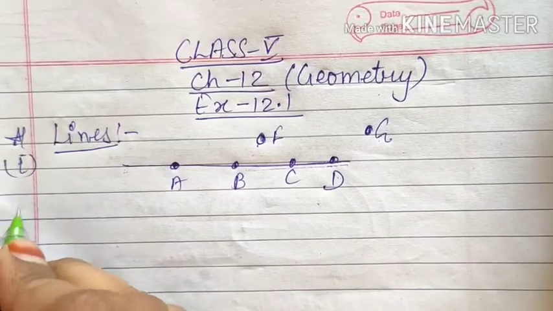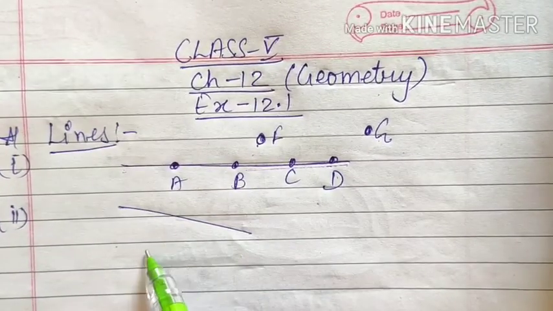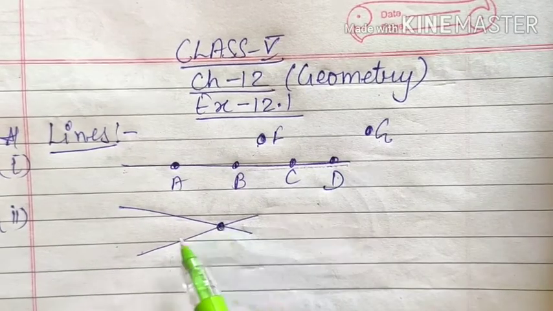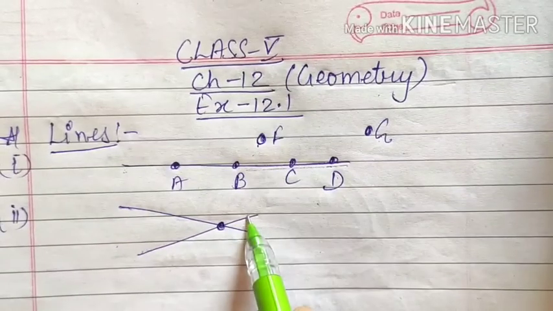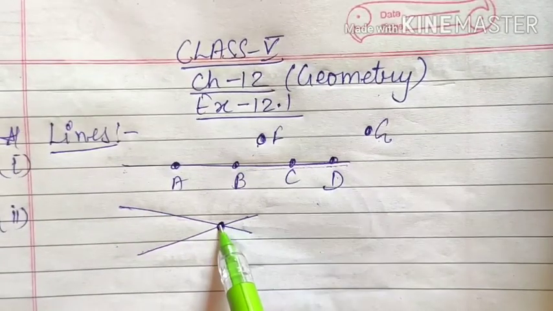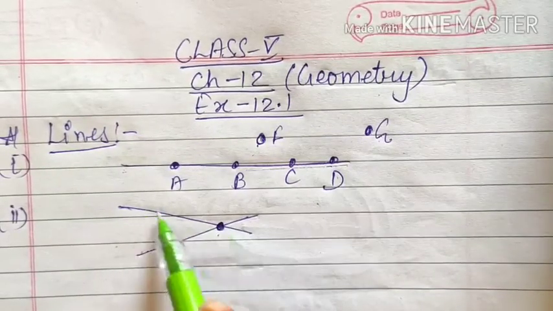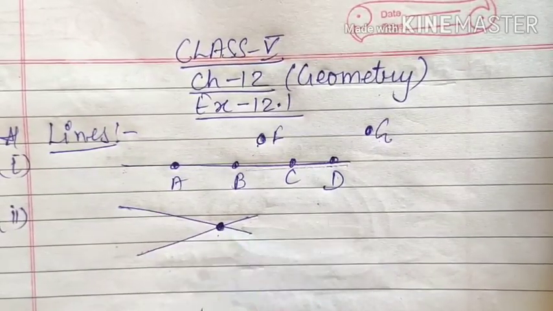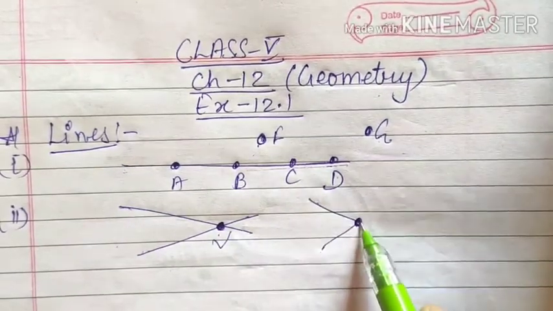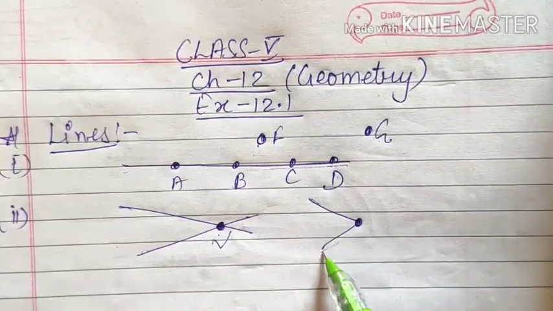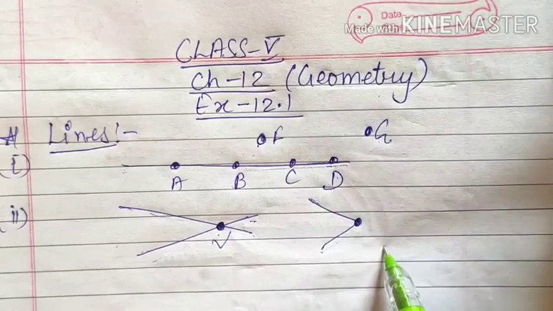And the second point was when two rays or line segments meet at one point, those line segments are known as intersecting. That means here two lines are intersecting each other because they meet at one point and make a vertex. That means the point where two or more lines meet, that point is known as vertex. So these are known as intersecting lines. This is also the point where two lines meet each other. So these lines which intersect or cut each other are known as intersecting lines.